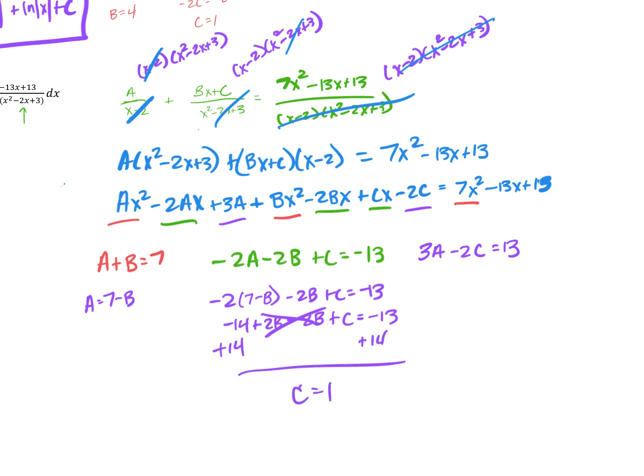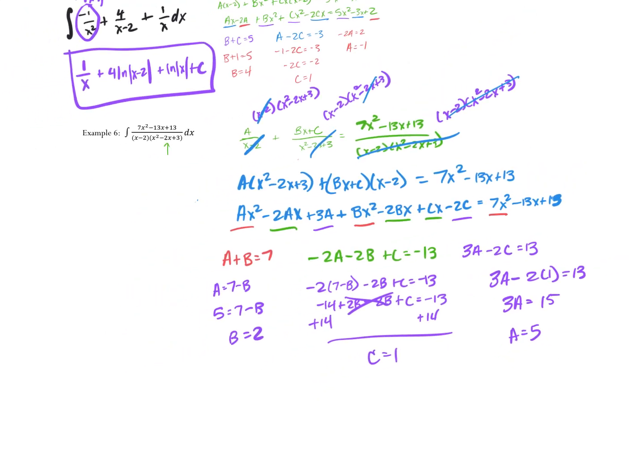If I know that c is equal to 1, I can say 3a minus 2 times that 1 equals 13. 3a equals 15. Again, if you just want to jump to these at this point, it's fine. If not, pause the video and work through them. It's not a problem. And then I have a equals 5, so 5 equals 7 minus b, so b would equal 2.